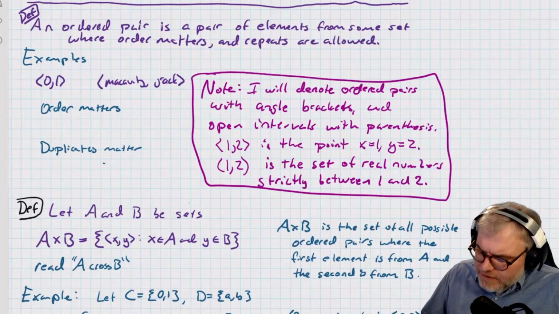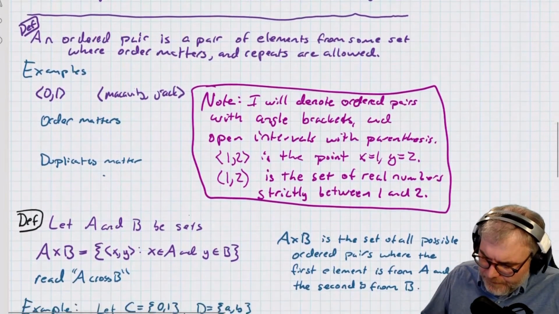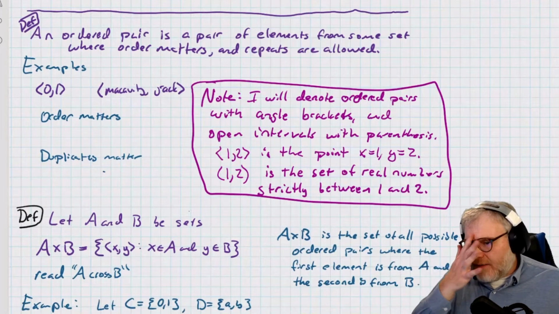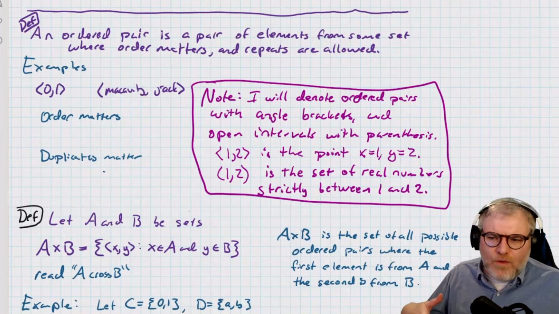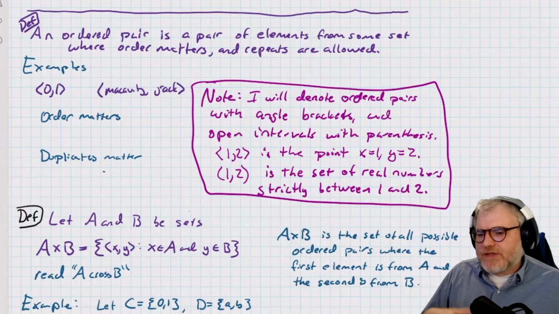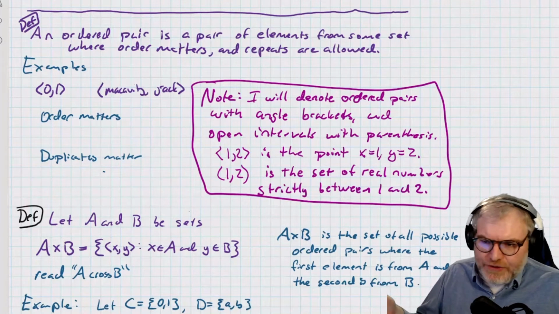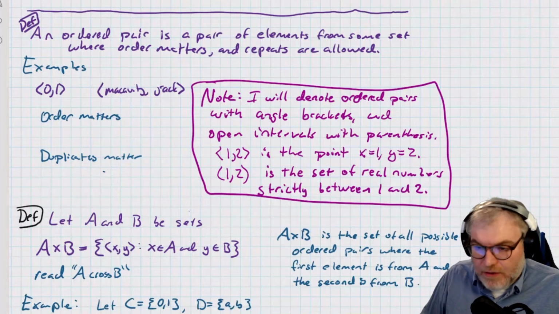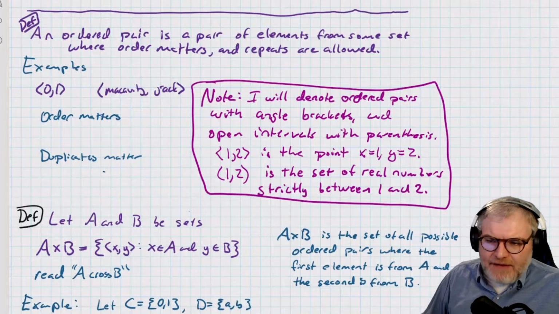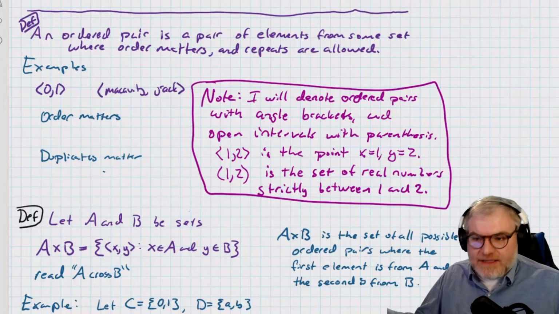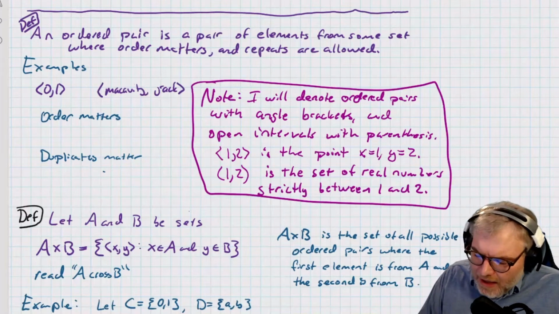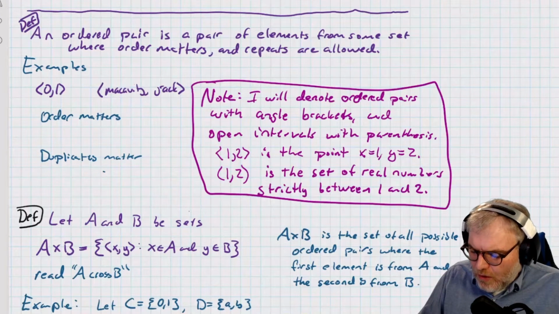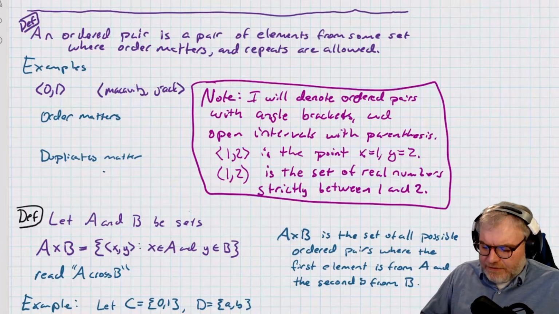Okay, so now let's talk about ordered pairs. It should be noted that we're talking about ordered pairs, but we can generalize this to ordered triples and ordered quadruples and n-tuples for any natural number. We can have 16-tuples where there are 16 things and the order matters. In fact, we can have infinite lists where the order matters. But what we want is a pair of elements from some set where order matters and repeats are allowed.